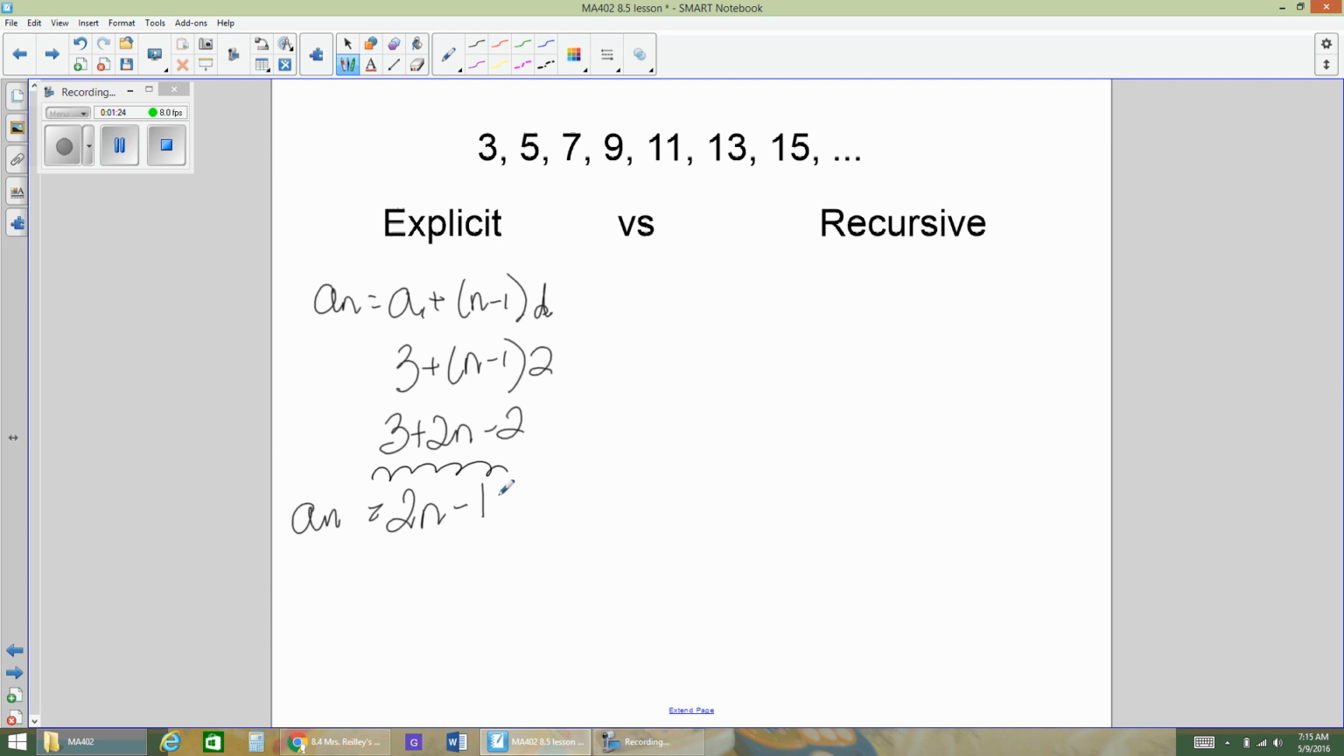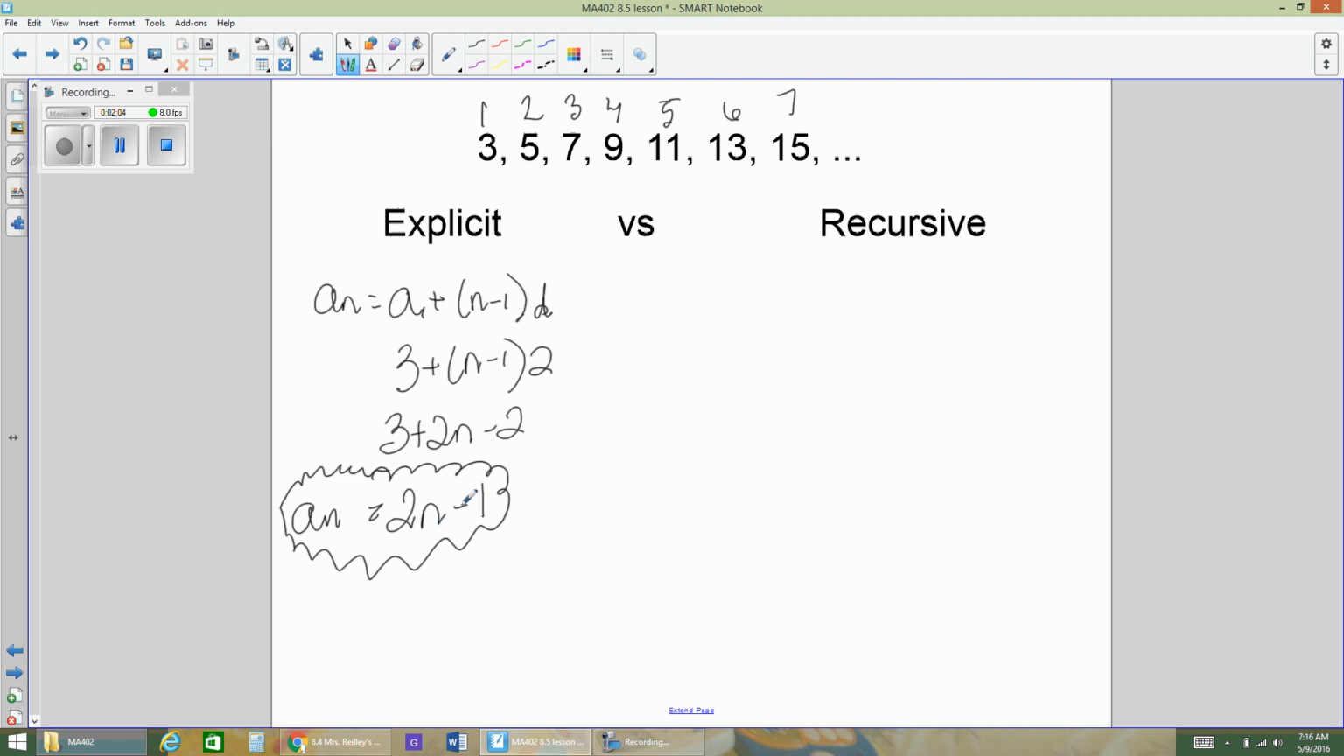And this is called an explicit formula, and this is what we have been practicing. Now, explicit basically means that we're working from the term number. So this is term 1, term 2, term 3, term 4, term 5, term 6, term 7. And so what you would be able to do is plug that term number into the formula in order to get whatever term you wanted, any one.